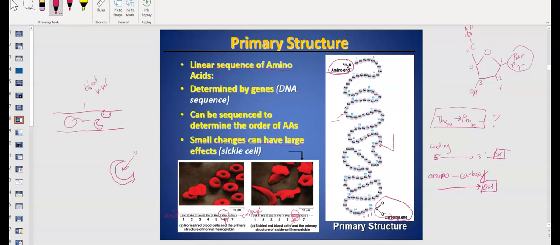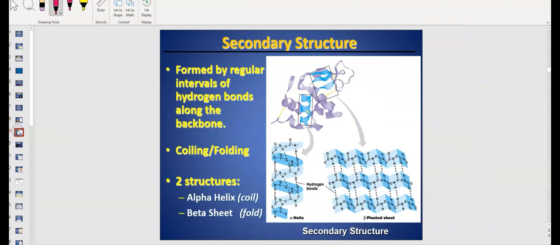So small changes can have big effects, and we'll talk about what the chemical differences between these two are and how mutations arise and how some are worse than others in the next lecture series. All right, so that's primary structure. It's simply just the order of letters of amino acids.